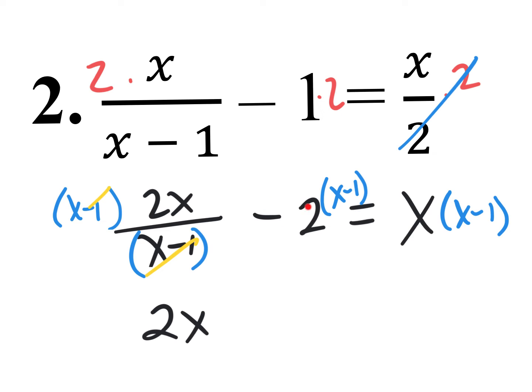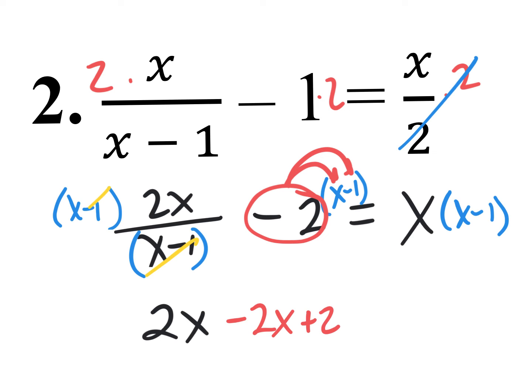Now over here, this is where it gets a little interesting. We have a minus 2. I'm going to include that minus with the 2 and consider it a negative 2. Negative 2 times x is negative 2x. Negative 2 times negative 1 is positive 2. Bring down the equal sign. On the right side, distribute x times x, that's x squared. X times negative 1 is negative x. So obviously, we have no more fractions, but we have a bunch of junk right here, right?